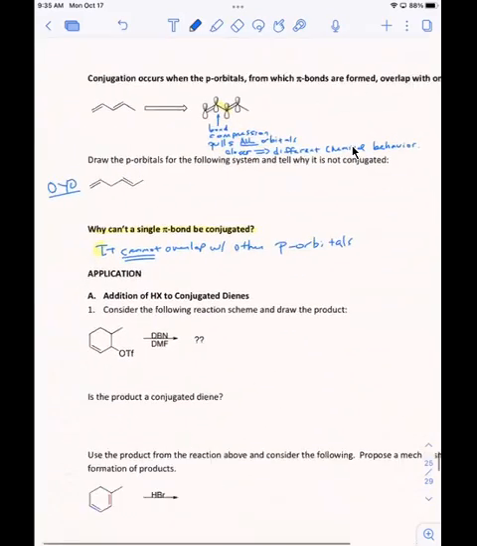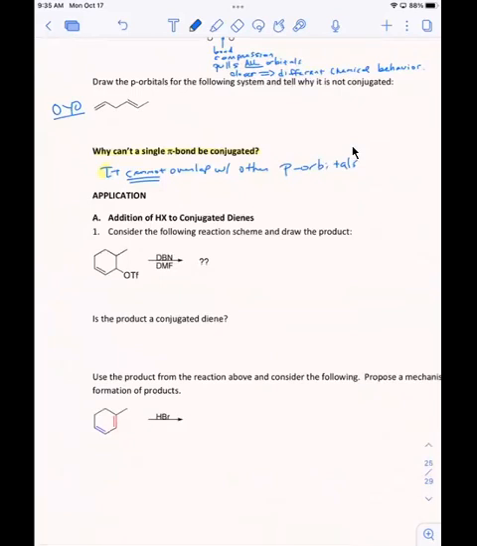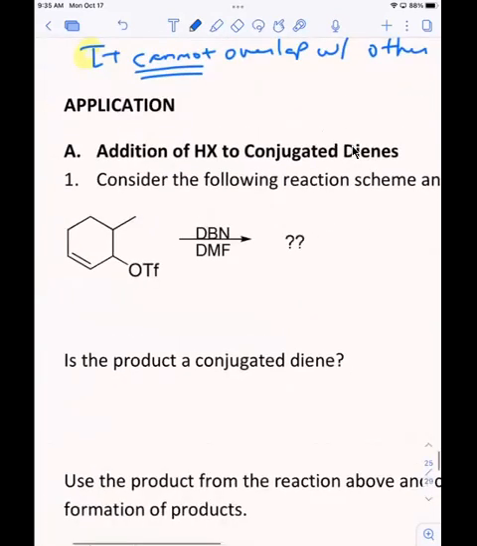All right, let's do number one, because we're going to start discussing this now: addition of HX to conjugated diene. So that's the next two classes, I guess, we'll be working through this. Wherever we stop, depending on the date on the syllabus, we'll have time to take another test. And I'm going to grade test 2 today. I apologize for the delay, but I'll have it graded today at some point.